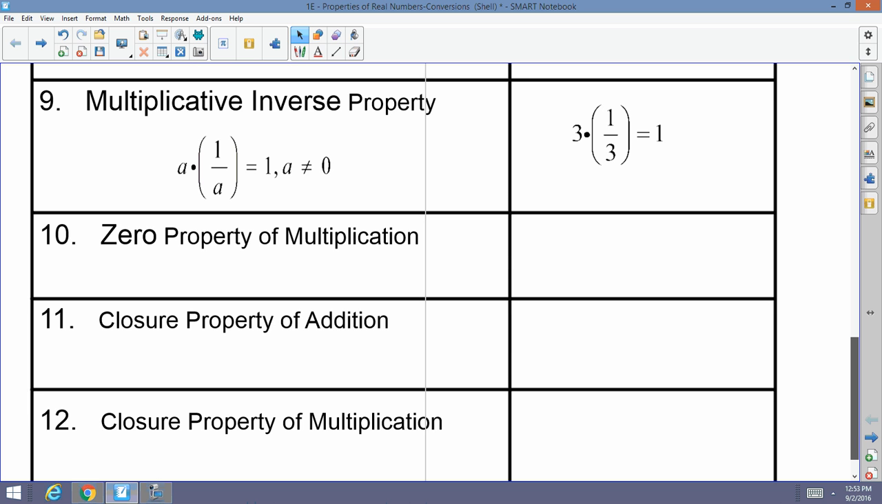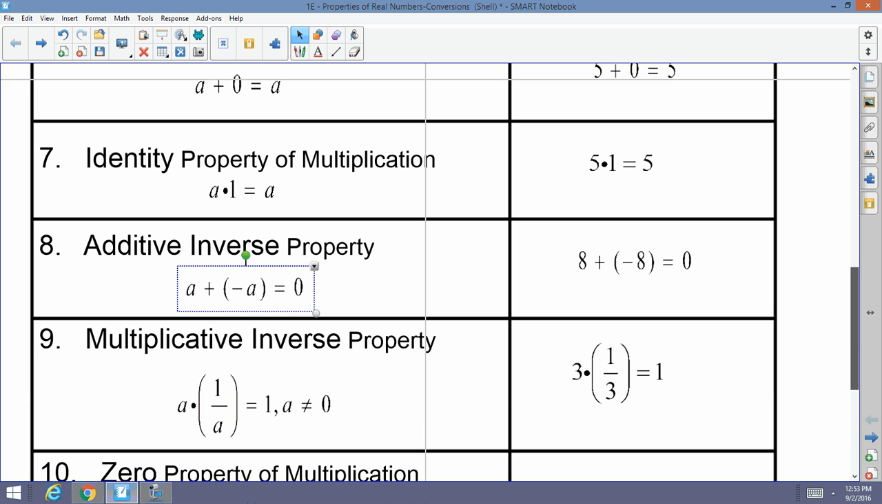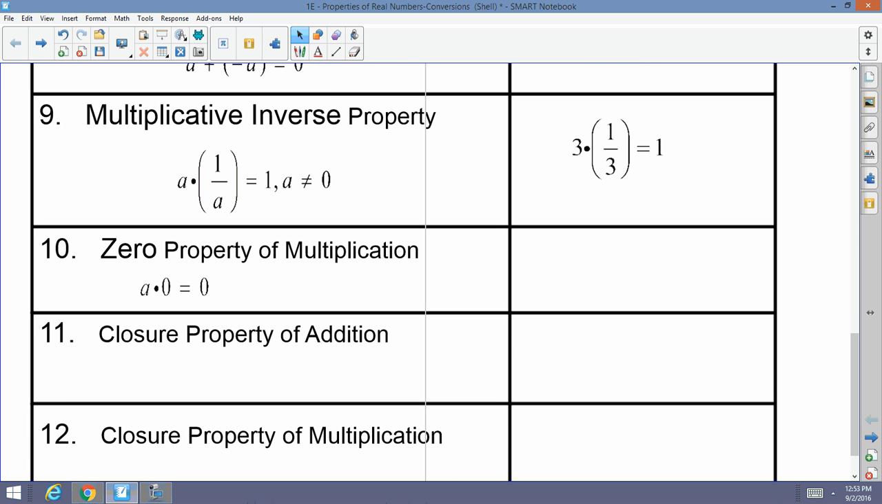The zero property of multiplication, okay? Sometimes it's known as the zero product property. The zero property of multiplication simply states that anything times 0 is 0. So a times 0 is 0. Anything times 0 is 0. For example, 6 times 0 equals 0.